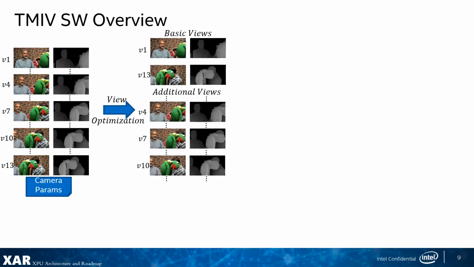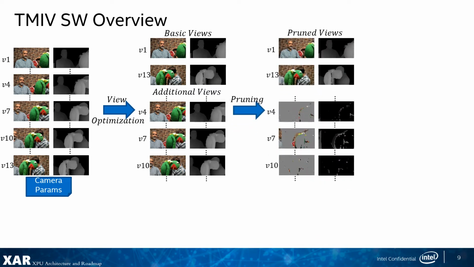So what the TMIV chooses to do is it selects a subset of the views that it calls basic views. And these are views that will be retained in their entirety. And then other views are considered to be additional views. So the next step that's involved is what's called pruning of the views. So the basic concept behind MIV is that you can reproject views from one view position to another view position, and then try to eliminate the redundancy.